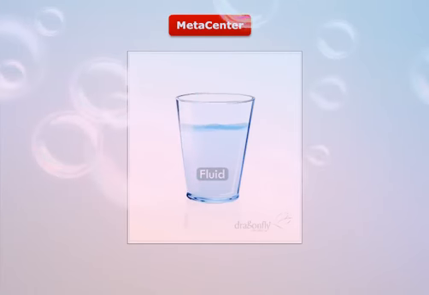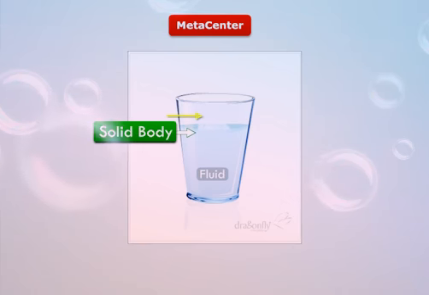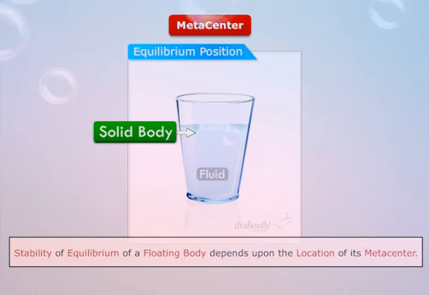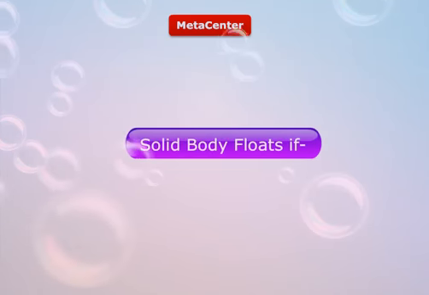Metacentre. When a solid body floating in a fluid is tilted from its equilibrium position, then the stability of its equilibrium depends upon the location of its metacentre. To understand this, let us recall that a solid body floats in a fluid.